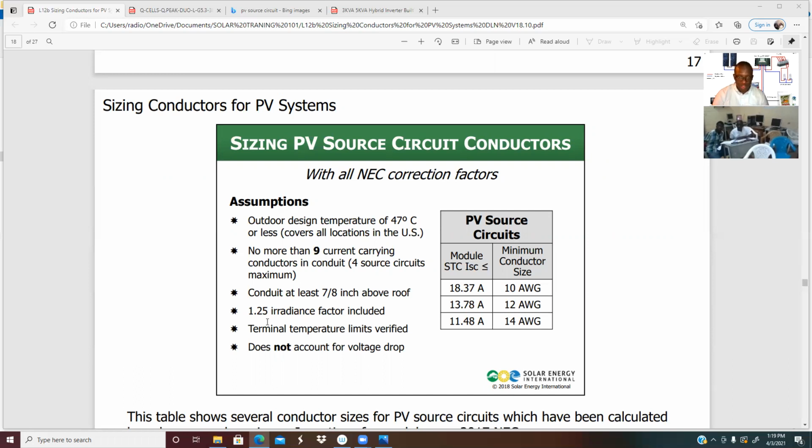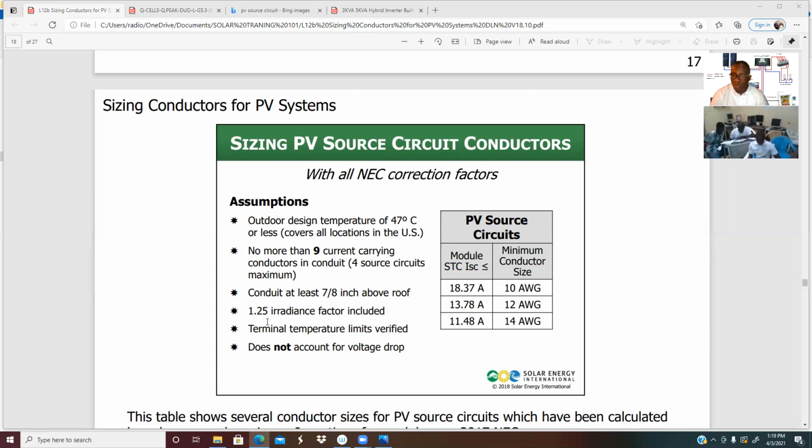1.25 irradiance factor included. Terminal temperature limit verified. Does not account for voltage drop. PV source circuit model STC ISC: for 18.37 amps, the minimum conductor size you're going to need is 10 AWG. For 13.78 amps, you're going to need 12 AWG. For 11.48 amps, you're going to need 14 AWG.